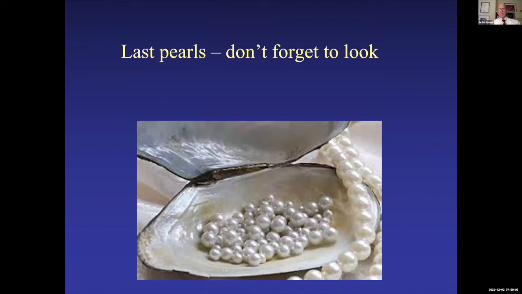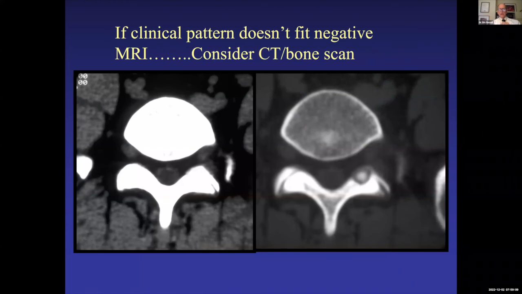Okay, three pearls before I quit. First, don't forget to look. If nothing is working out on your MR, you might be missing a bony lesion, because unless it's obvious, you may not see it. This is a case of an osteoid osteoma of the articular process that wasn't seen on MR. A CAT scan was done because of a bone scan that showed a hot spot there in a young patient. So if the pattern doesn't fit a negative MR, do a bone scan, do a CAT scan, go a little further.